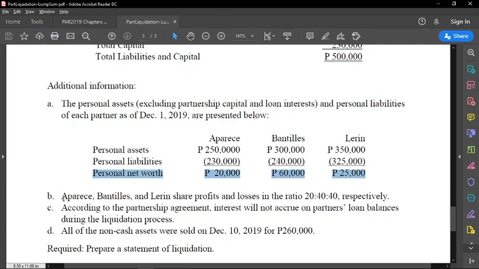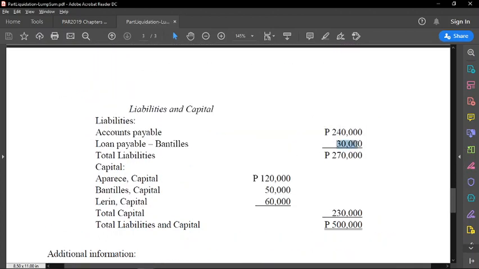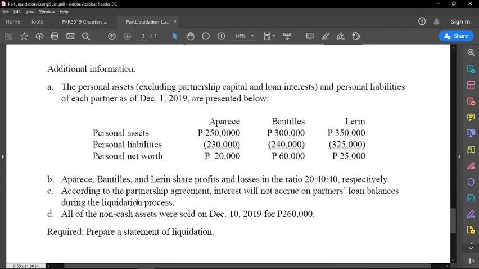And then letter B, Paris, Bantillas, and Larin share profits in 20-40-40. According to the partnership, interest will not accrue on partners' loan balances during the liquidation process, and all of the non-cash assets were sold for 260. So number C states na itong 30,000 na loan, wala po yung interest. So nag-agree sila na walang idadagdag na interest on the liquidation process. And lahat ng non-cash asset na benta ng 260.